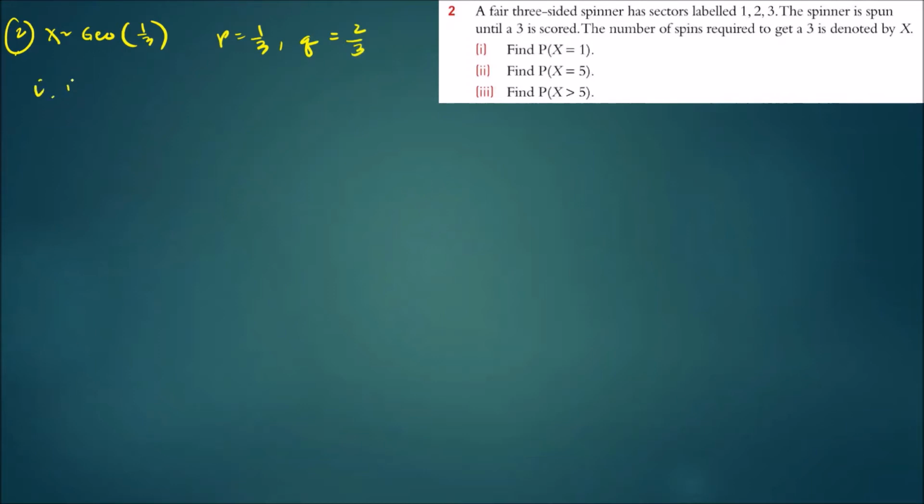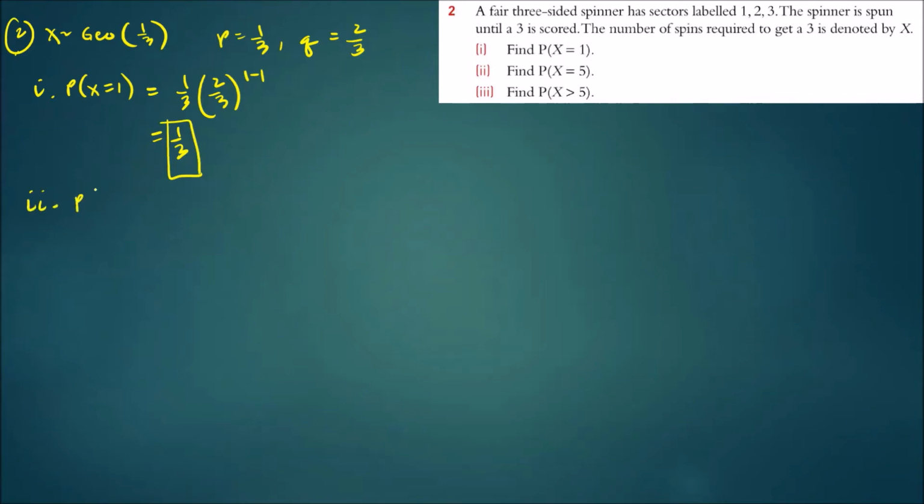So in I, we're going to find the probability that x is equal to 1. That would be equal to 1/3 multiplied by (2/3) raised to 1 minus 1, which is (2/3)^0. So that is equal to 1/3.